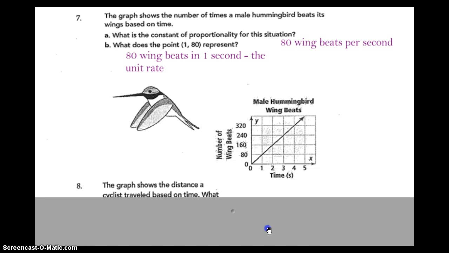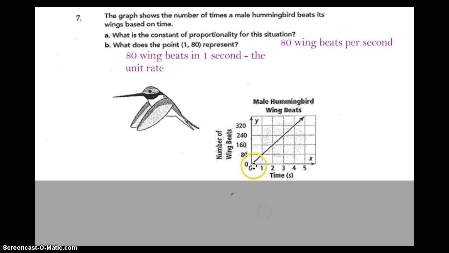That's our unit rate. So if we look at the graph, anytime you're trying to find the unit rate, remember, unit rate has to do with 1 unit. So you just look on the x-axis for the 1, and that's our time. You follow up and over to see what lines up on the graph, and that would be an 80. So it would be 80 wing beats per second, because remember, it's always y over x.